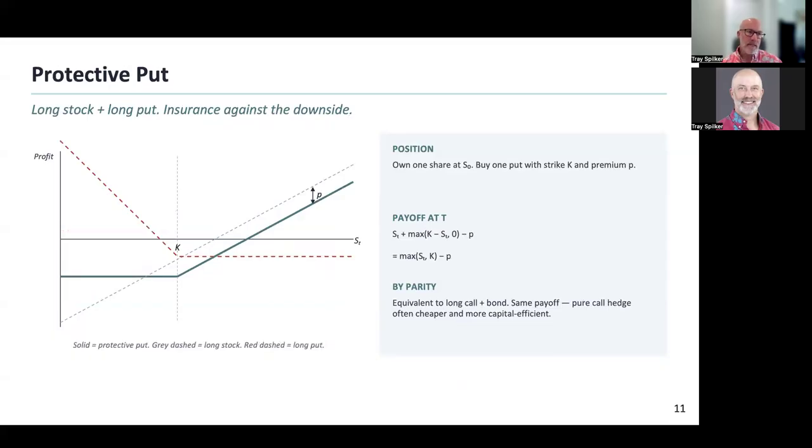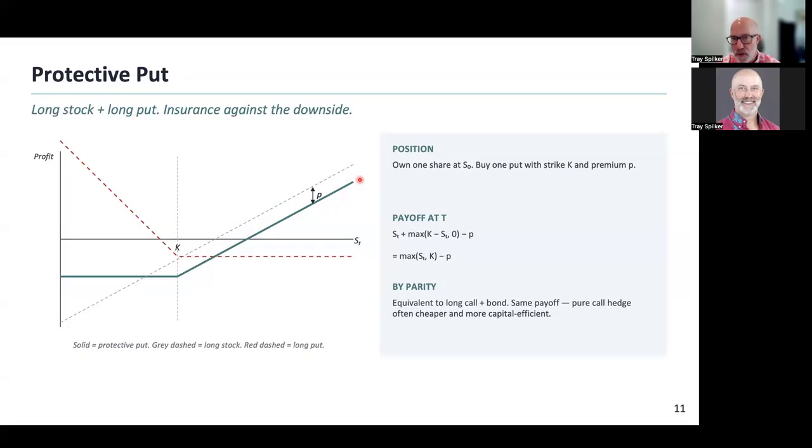A protective put combines the gray dash line here as a long stock position, right? That 45-degree line. And then the red dash line here is the long put position. When you combine it, you end up with a protected put, which is the solid, greenish blue line there. And so again, this is a strategy you would put in place where you're worried about the stock falling. So you buy a put, right?